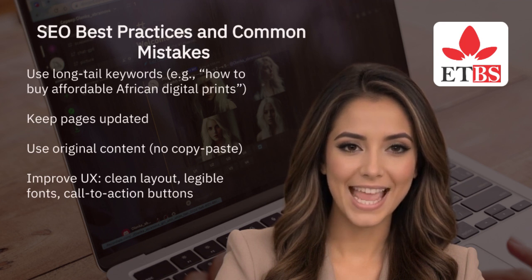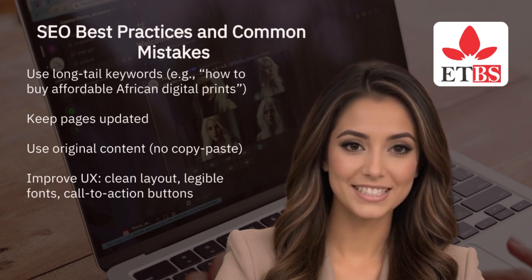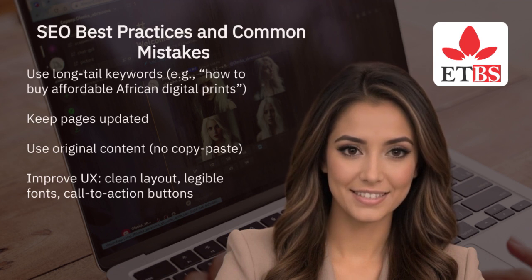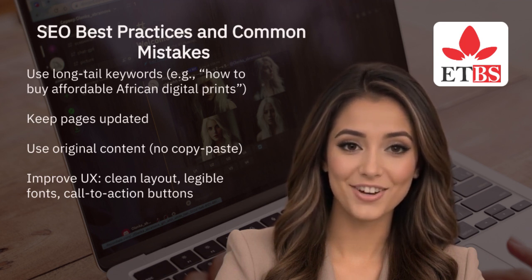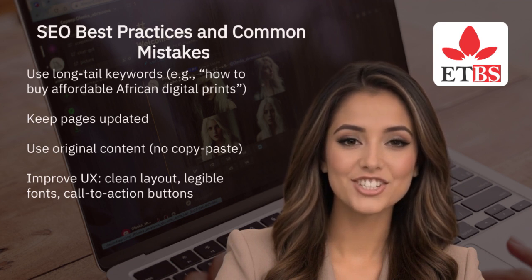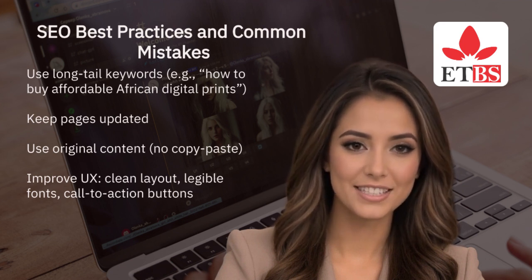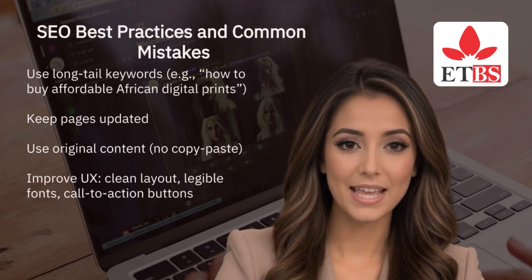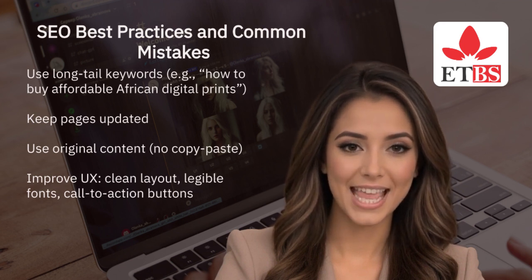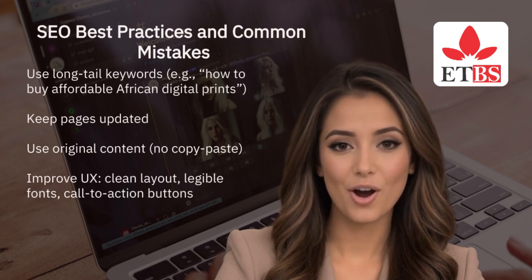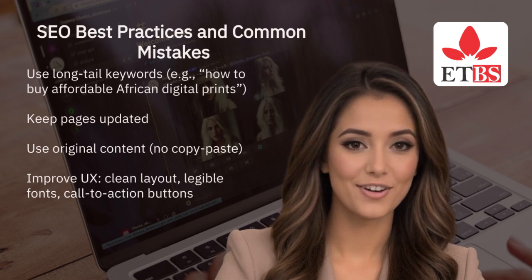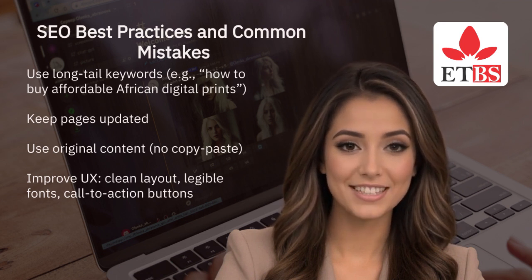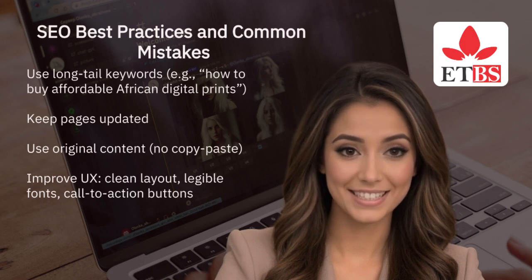Section 10. SEO best practices and common mistakes. Best practices. Use long-tail keywords, e.g., how to buy affordable African digital prints. Keep pages updated. Use original content, no copy-paste. Improve UX: clean layout, legible fonts, call-to-action buttons. Mistakes to avoid: keyword stuffing, slow loading pages, dead links or 404 errors, no alt text for images, ignoring analytics.